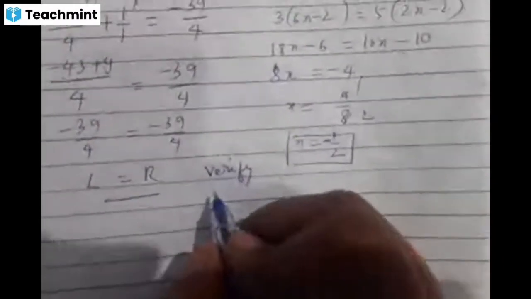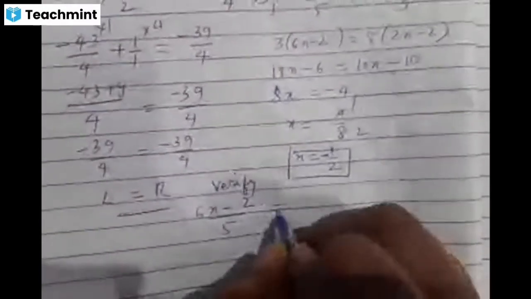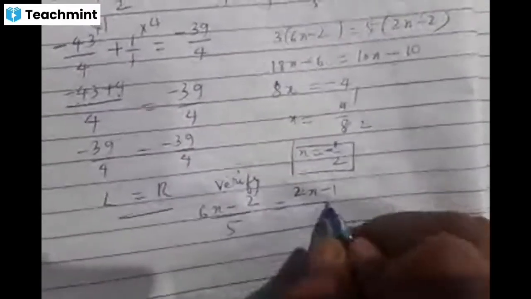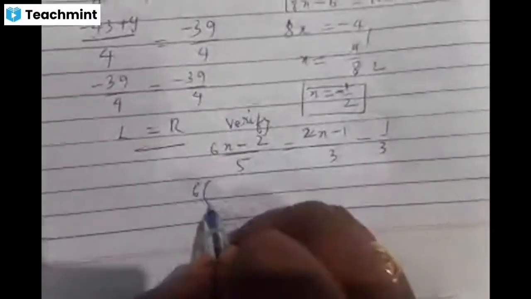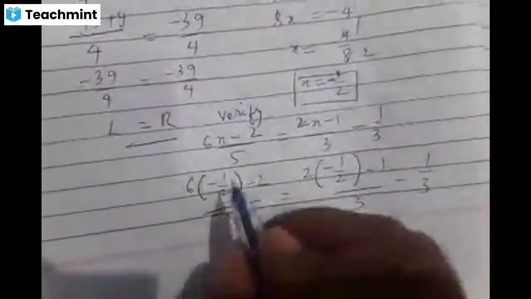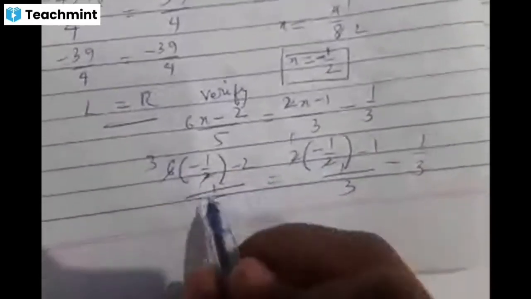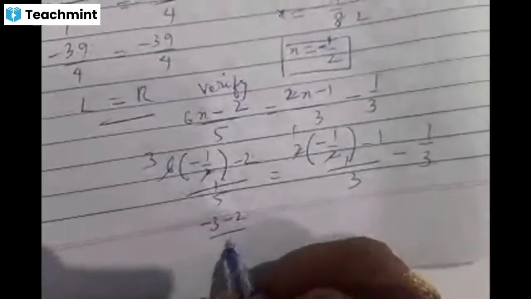Now substituting the value while verifying. While verifying, you have to consider the given equation, that is 6x minus 2 divided by 5 is equal to 2x minus 1 divided by 3 minus 1 by 3. In place of x, you have to substitute minus 1 by 2 and then other numbers as it is. You can observe the 2 number is going to be cancelled. 2 ones are, 2 threes are. Here 2 ones are, 2 ones are. You are left with minus 3 minus 2 divided by 5.